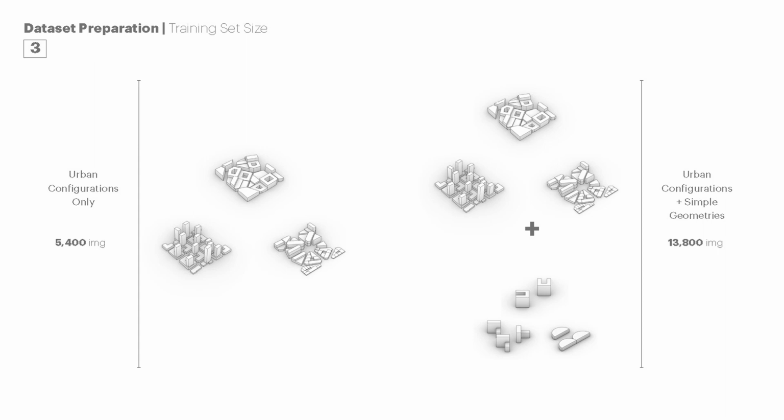The last training set parameter we explored combines the training set size and the geometry complexity within each set. So we had one set consisting only of the complex urban configurations, which was a smaller set, and another one which combined both urban configurations and simple geometries together.